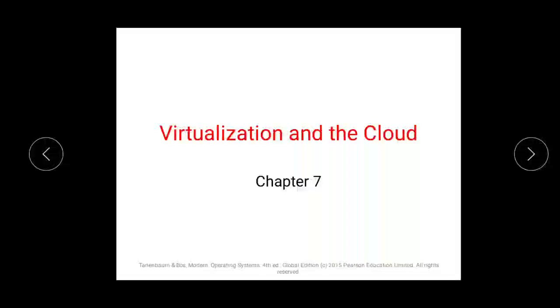Chapter 7 is virtualization and the cloud. Again, it has one more part, that is multiprocessor systems, that is chapter 8. So today we'll be going with virtualization and cloud. Virtualization is one concept, and the cloud is another concept. Today we'll see what is virtualization. Before that, we'll bifurcate and understand what is virtualization, and then we'll move on to the further process.